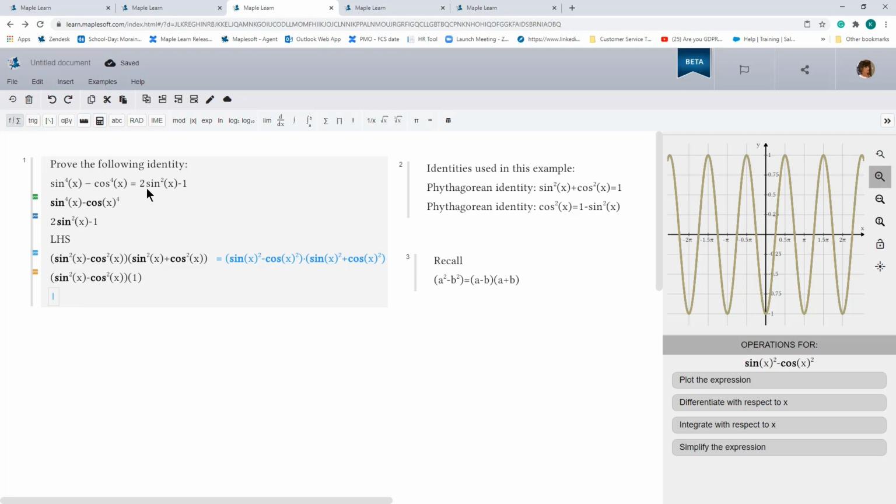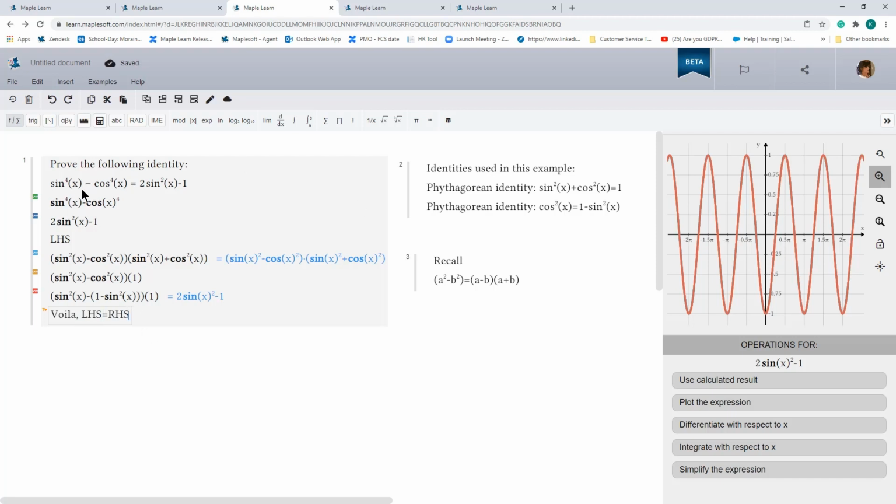and next what I can do here, because the right-hand side is all in terms of sine, what I'm going to do is rewrite cos squared of x using this trig identity. So if I do that, I'll end up with sine squared of x minus 1 minus sine squared of x, all times 1. And now this becomes, you'll see over here, 2 sine squared x minus 1. And once again, we've proven that the left-hand side is equal to the right-hand side.